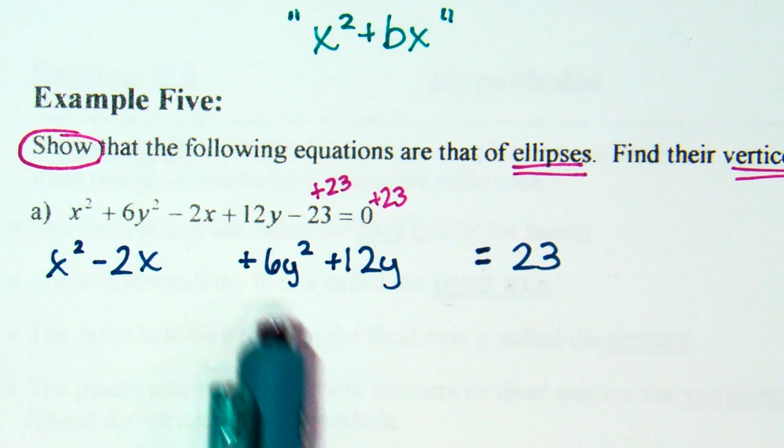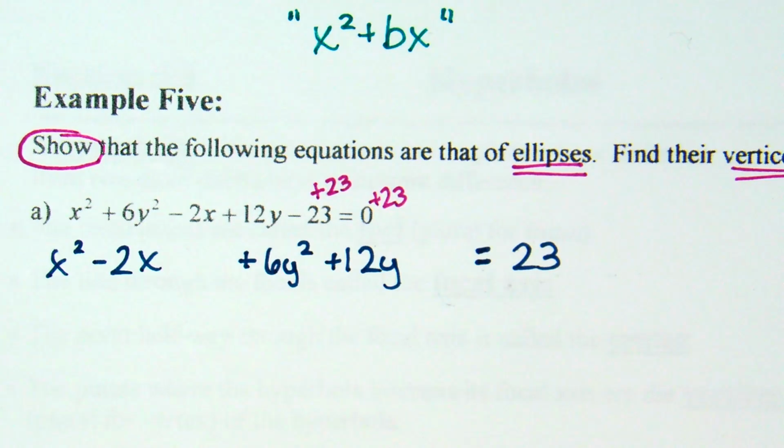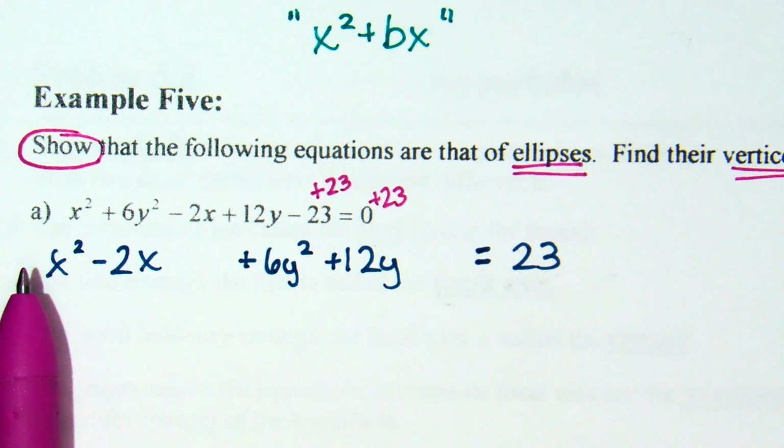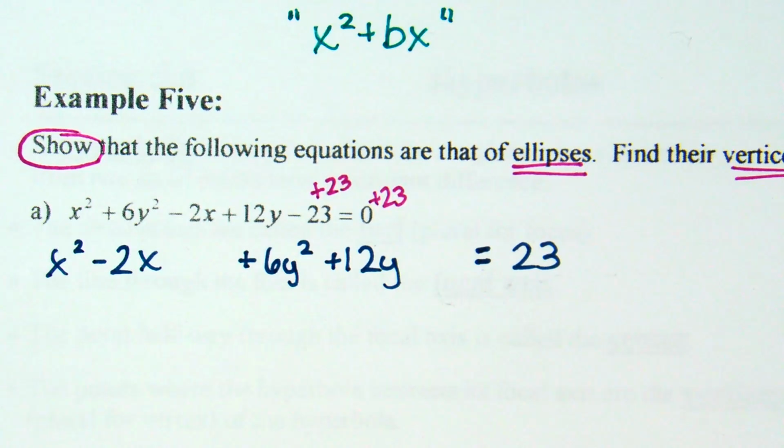So we have to do something about that 6. I will tell you right up front, we are not dividing by 6. Because if I try and divide by 6, that's going to mess up my 1x squared over here, because I'd have to divide everybody by 6. But we're going to factor out a 6 out of any y terms. So if we factor out 6 out of y squared, we also have to factor it out of 12y.